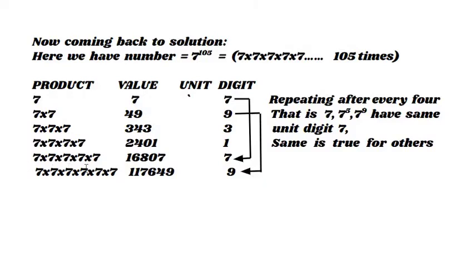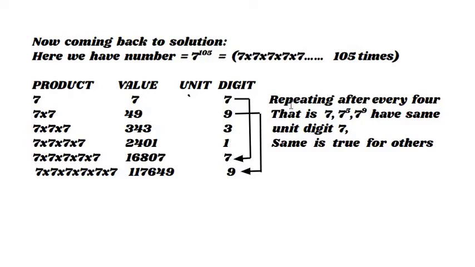Similarly, 7 raised to the power 5 has the value 16,807 and its unit digit is 7. Similarly, 7 raised to the power 6 has unit digit 9. But as you can see, this is a repetition. 7 is repeated after 4 steps, and 9 also gets repeated after 4. 1, 2, 3 and 4.